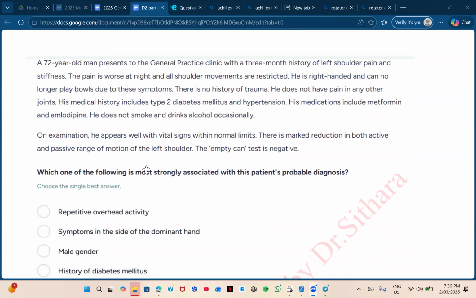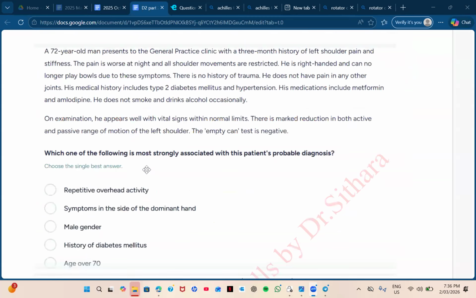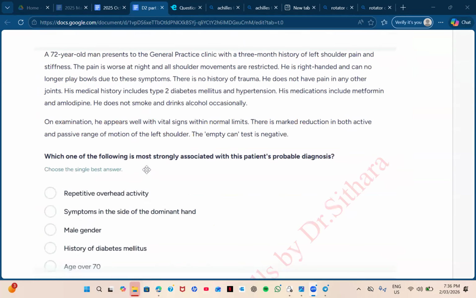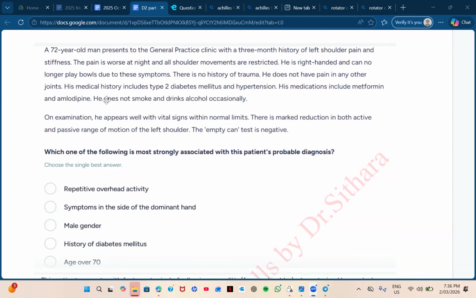Right? Okay, next one. A 72-year-old man presented to the GP clinic with a 3-month history of left shoulder pain and stiffness. The pain is worse at night. All shoulder movements are restricted. He is right-handed and can no longer play balls due to these symptoms. There's no history of trauma. He does not have pain in any other joint. Medical history includes type 2 diabetes and hypertension.